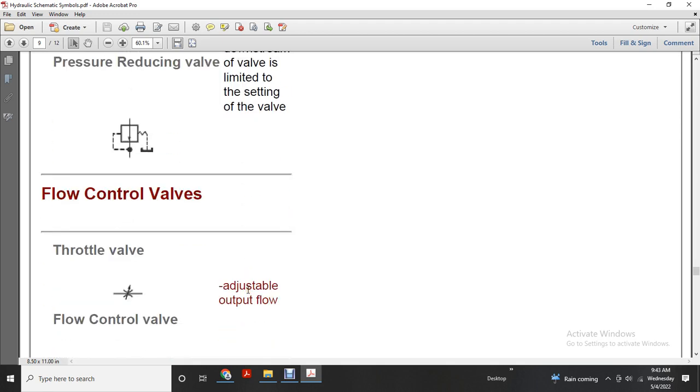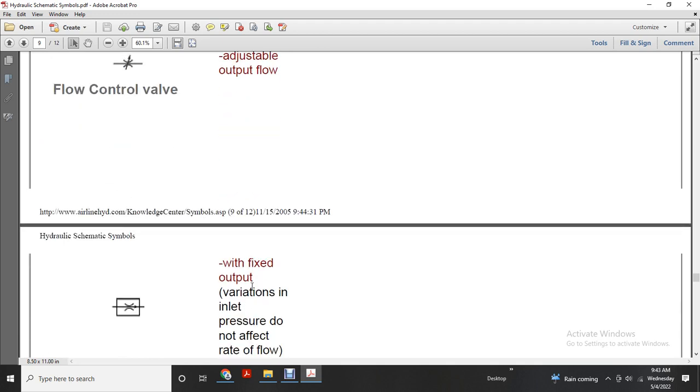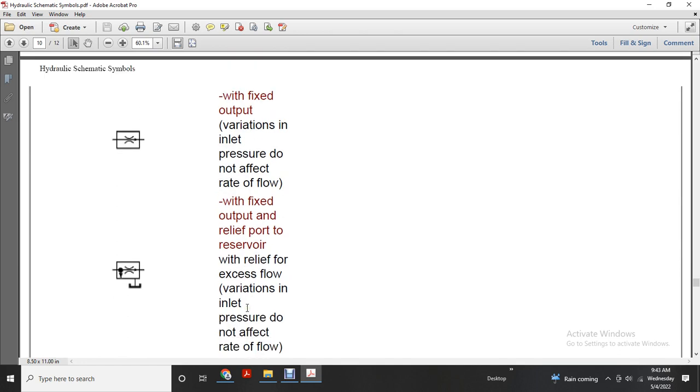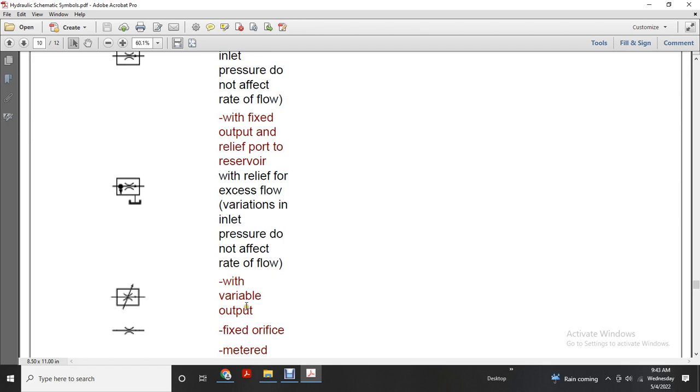Flow control valves. Venturi with adjustable output flow. Flow control valve, venturi with a square on it, with a fixed output. Variations of the pressure do not affect the rate of flow. Output relief valve: port to reservoir with relief of excess flow. Variations in the pressure do not affect the rate of flow. Same with the variable output flow.